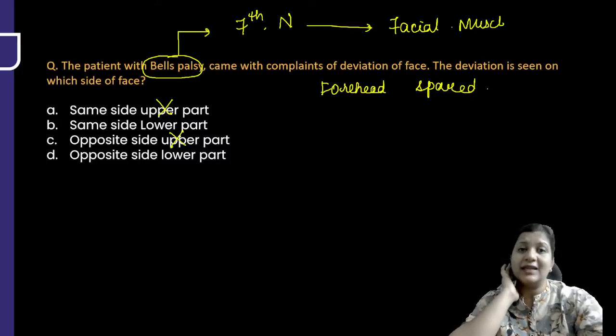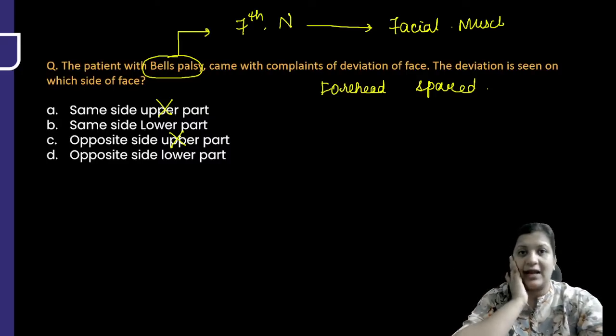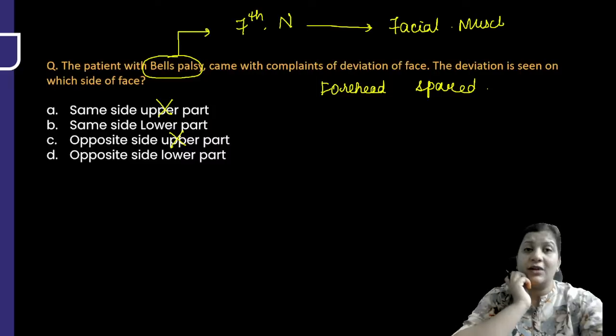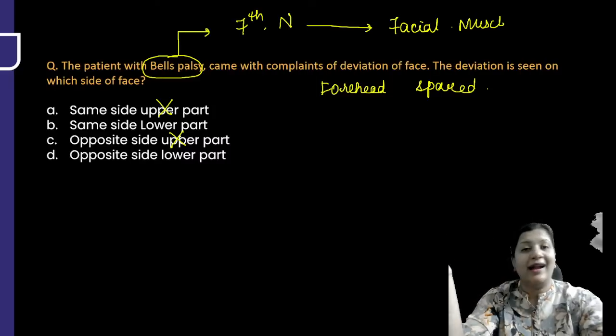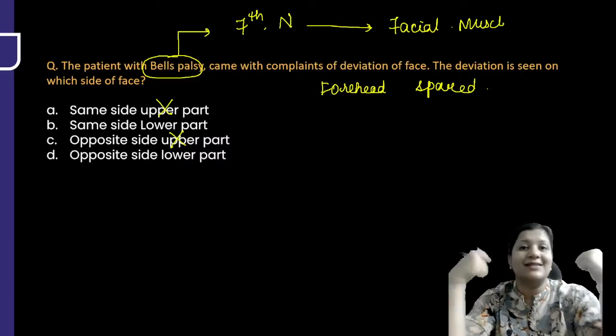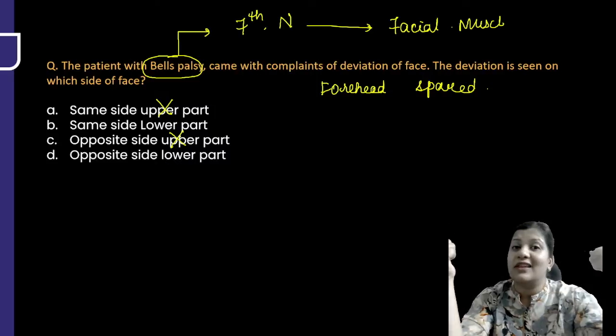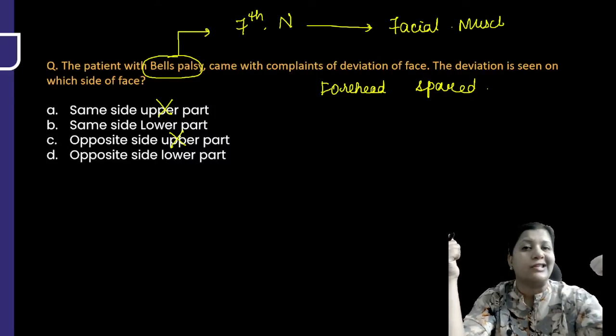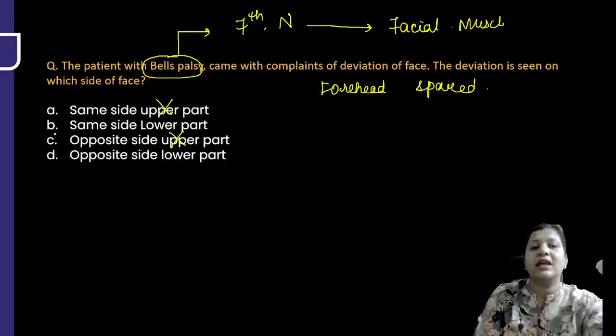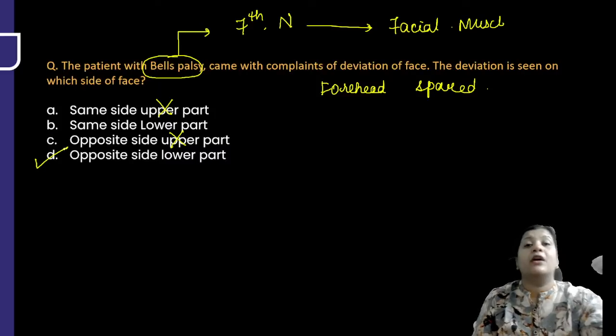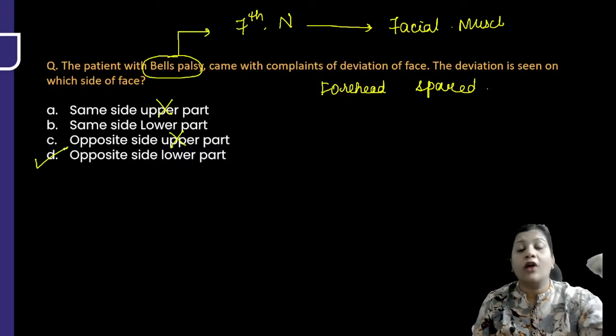So if I say there is Bell's palsy on the right side, the right sided facial muscles will become weak. And as a result, the opposite muscles are stronger. They will pull the face towards the opposite side. So the deviation is towards the opposite side lower part, not on the same side lower part.